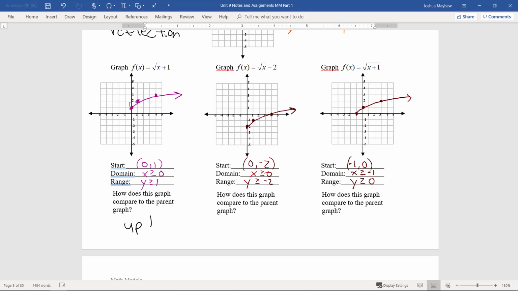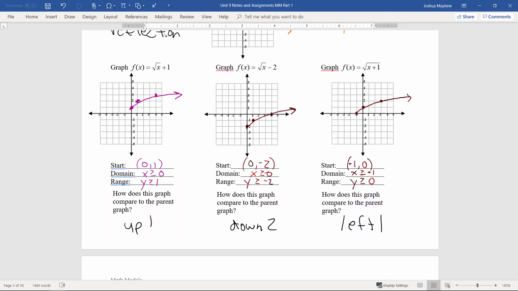And the one after that was a shift down 2. And then the last one on this page was a shift to the left 1. Okay, the change that's happening is underneath the square root, and it's going to be the opposite. Okay. All right, here's what I want you to do now.